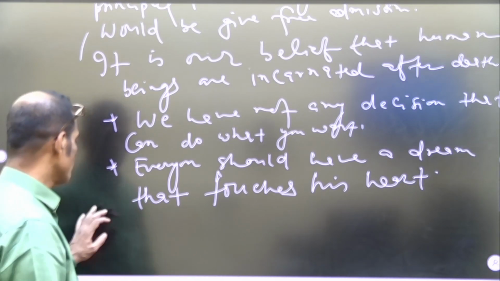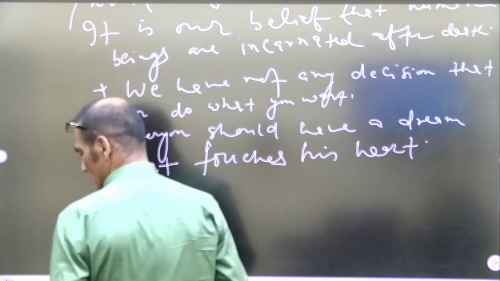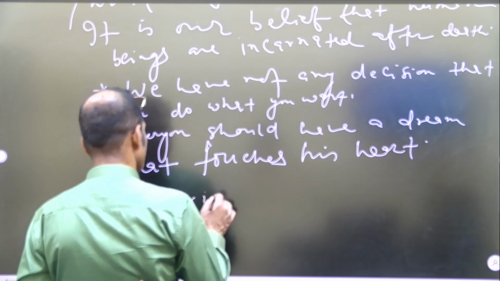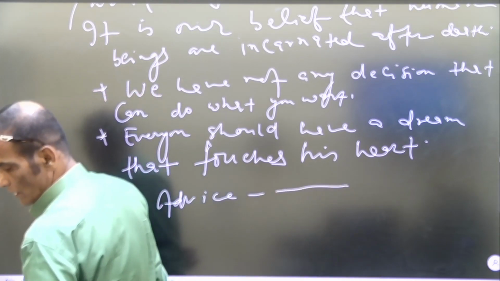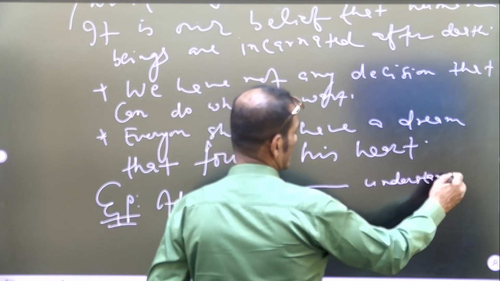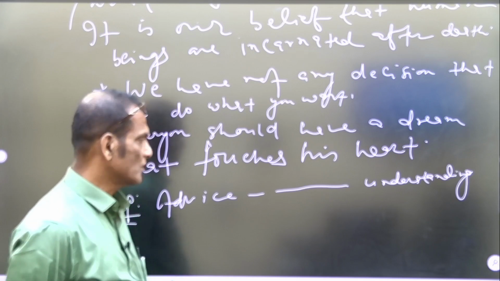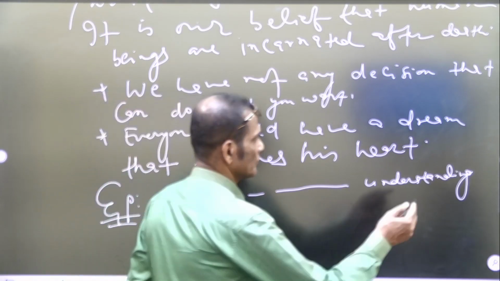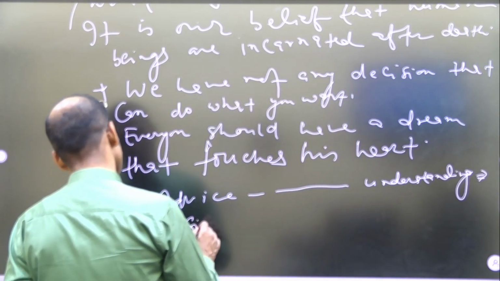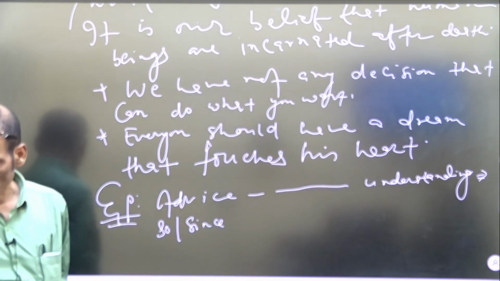So now see error point. Okay. So the very first word is advice, and the last word is understanding. So if any one of these words is associated with other words, I mean any correlatives, like since, then there is error.